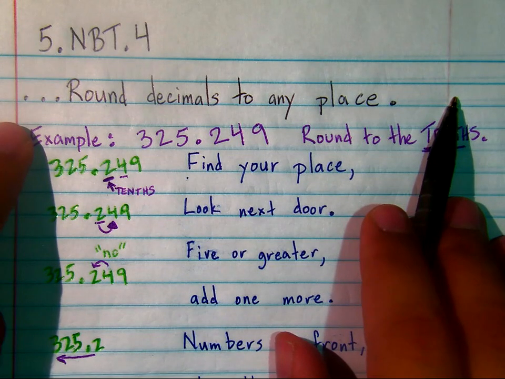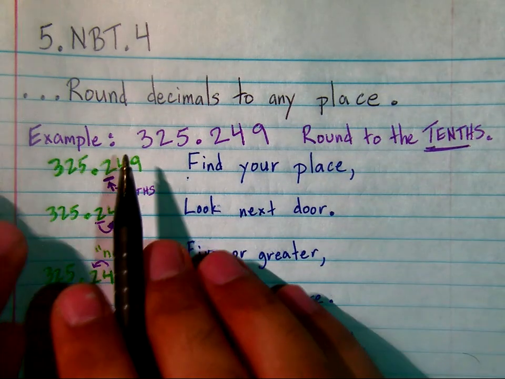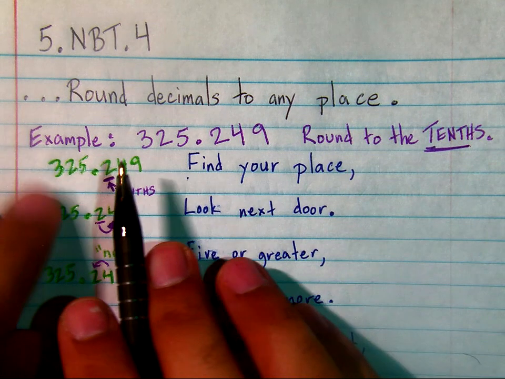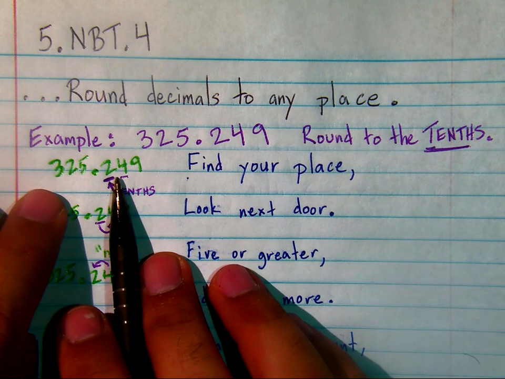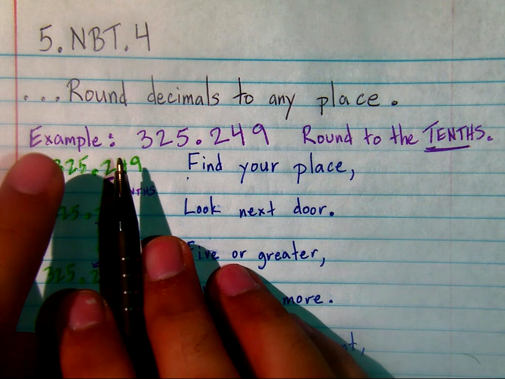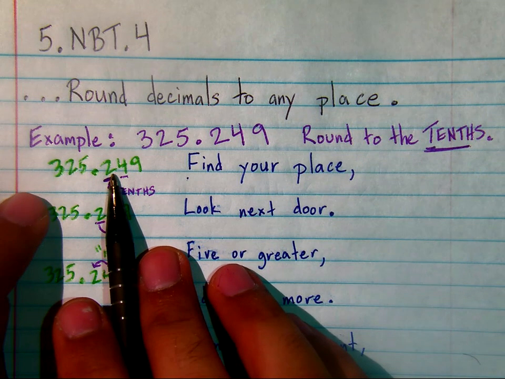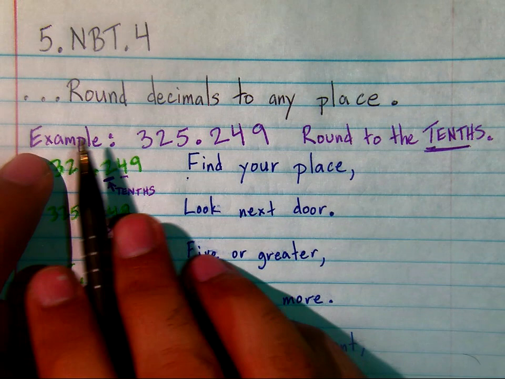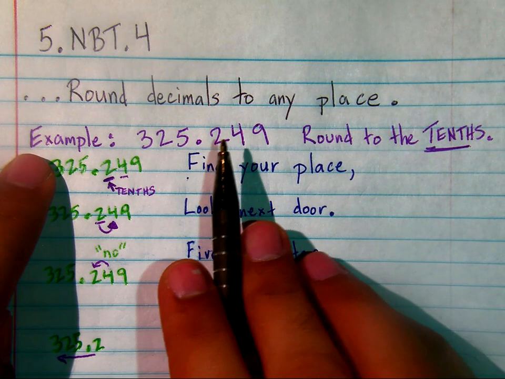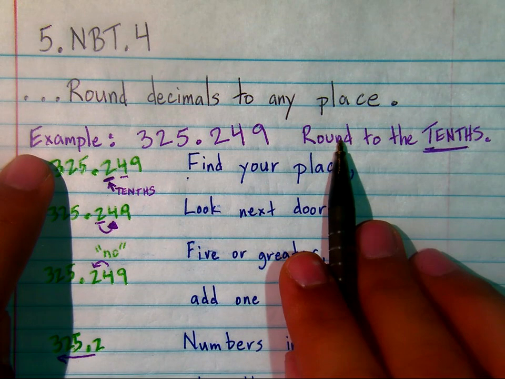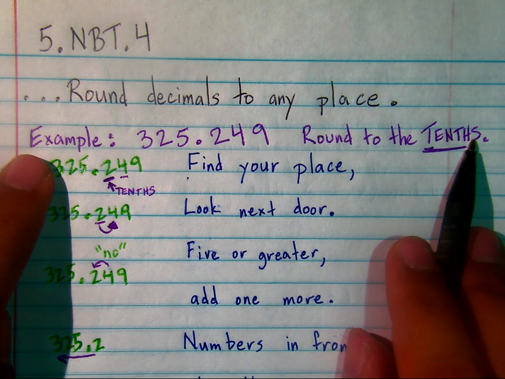So here's the thing. In 3rd grade, when I taught rounding, I used this strategy. And it works in 4th grade, and it continues to work in 5th grade. And this is the same strategy I taught in 3rd, and it works for decimals to any place. For example, 325.249. Being asked to round to the tenths.